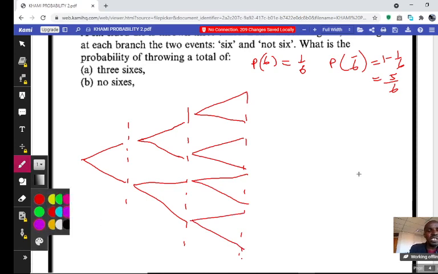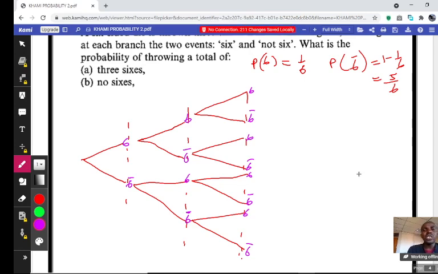Then let me fill this part. This one is a 6. This one is 6 bar, which means not a 6. 6, not a 6. 6, not a 6. 6, not a 6. 6, not a 6. 6 bar. 6, not a 6. This one is a 6. This one, not a 6, which means the 6 bar.